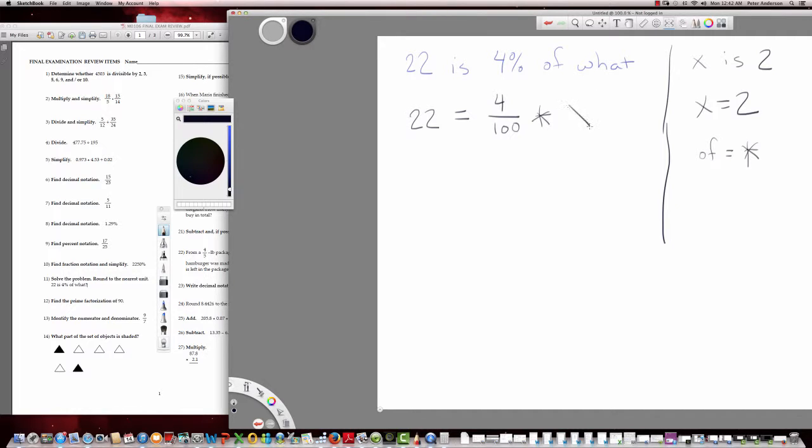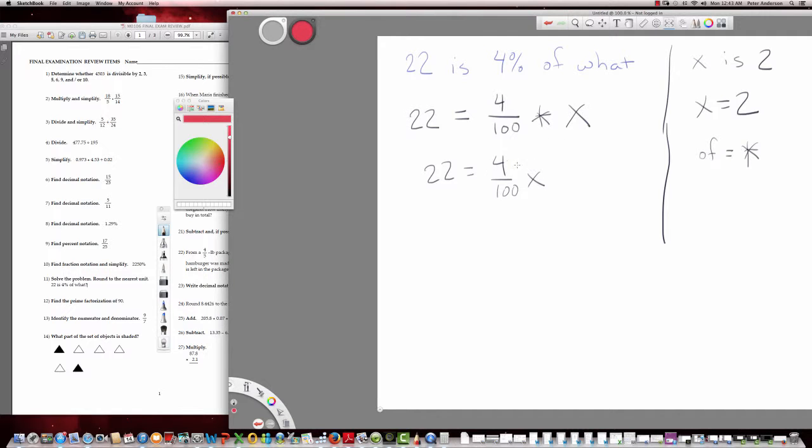So of 4% of what? What is what we don't know? The way we denote that in math is we put x. So this is just rewriting it as 22 equals 4 over 100 x. Okay, so now that we have this, how do we go about solving it?